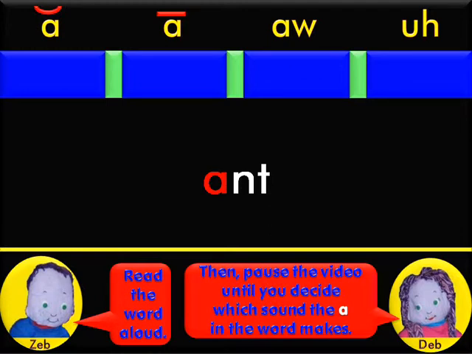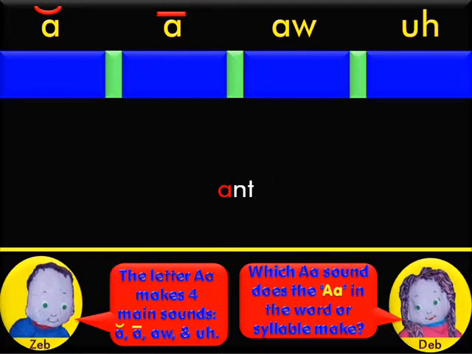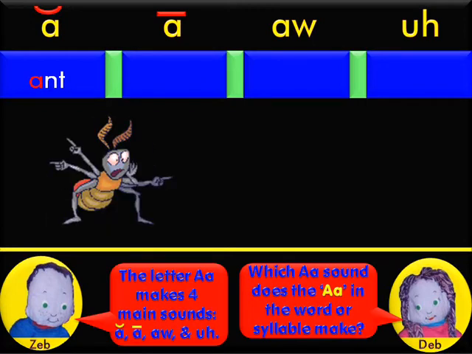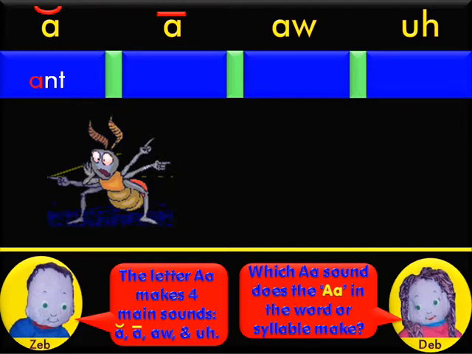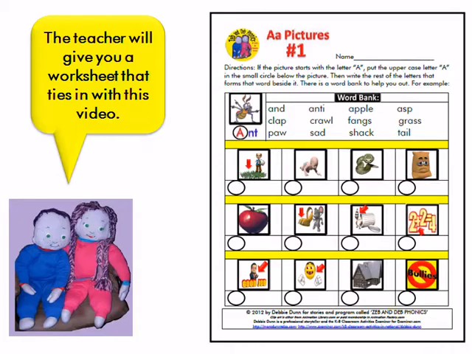Here's the bonus word that's going to tie in with the worksheet that you're about to work on. All right, repeat after me. Ant. All right, get your teacher to pause the video and decide which sound that particular A in the word ant makes. Say the word with me. Ant. All right, which slot does that word float into? Were you correct? I bet you were.